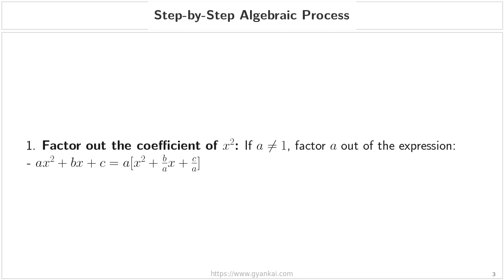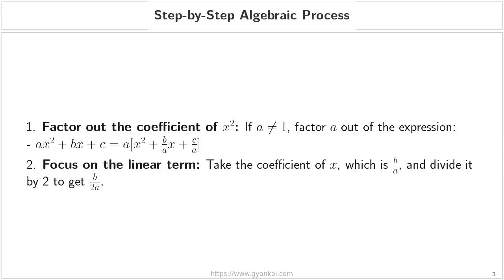Step-by-step algebraic process. Step 1, factor out the coefficient of x squared. Now, this is important. If the number in front of our x squared term isn't equal to 1, we must factor it out. This means rewriting the expression as a multiplied by the entire quadratic inside brackets. So, we have ax squared plus bx plus c becoming a multiplied by x squared plus b over a x plus c over a. This is just a bit of algebraic manipulation to set us up for the next step.